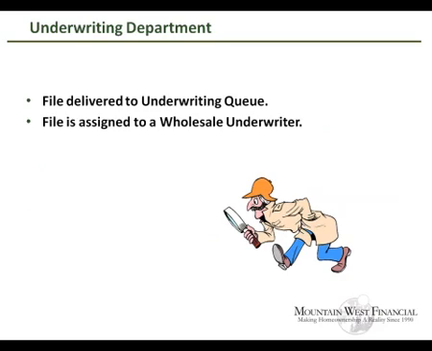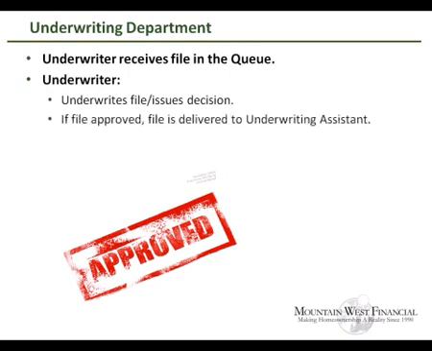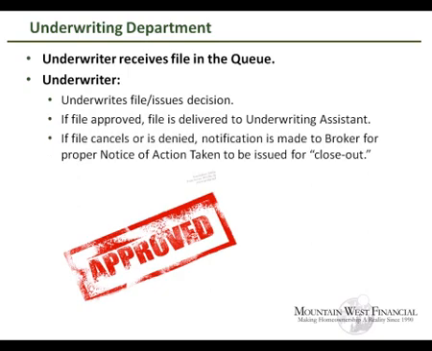Now we are going into the underwriting department. File is delivered to the underwriting queue, and file is assigned to the wholesale underwriter. The underwriter receives the file in their queue, underwrites the file and issues a decision. If file approved, file is delivered to the underwriting assistant. If file is canceled or denied, notification is made to the broker for proper notice of action taken to be issued for closeout.